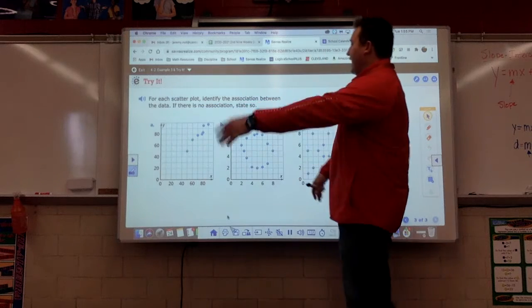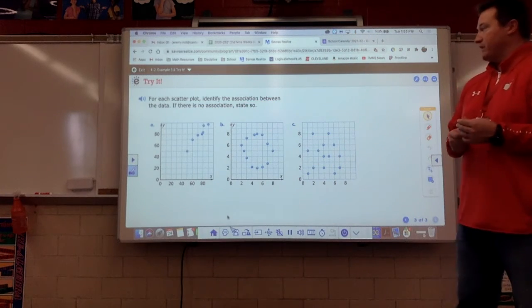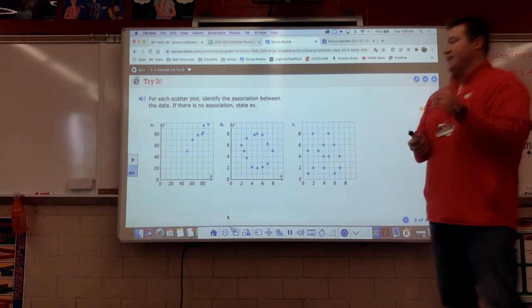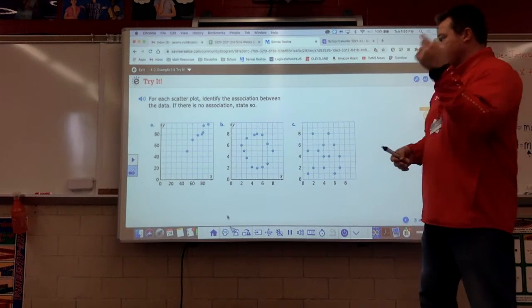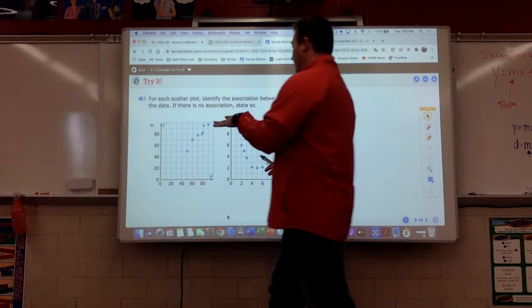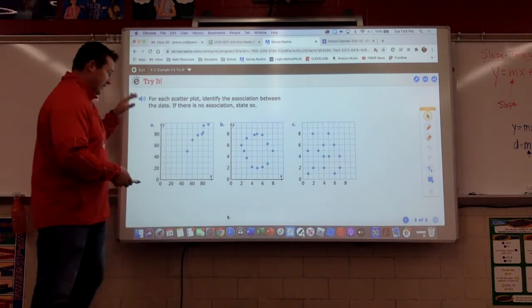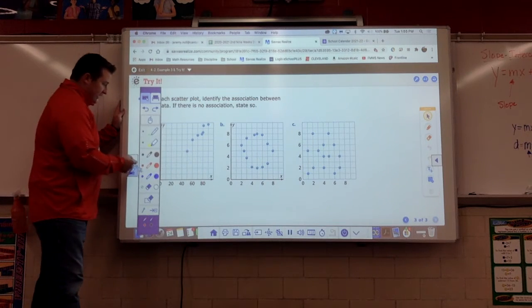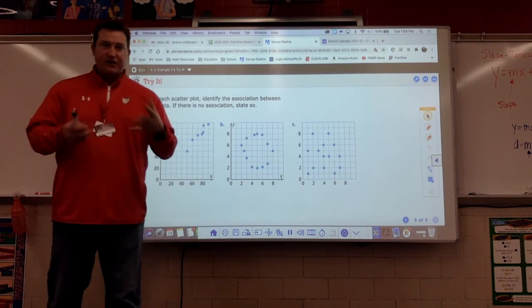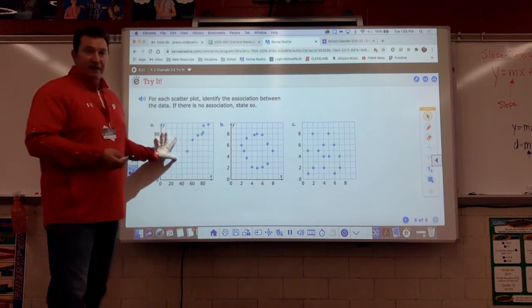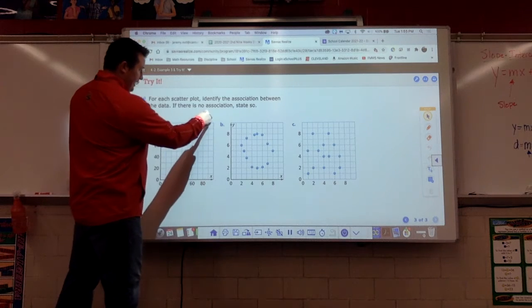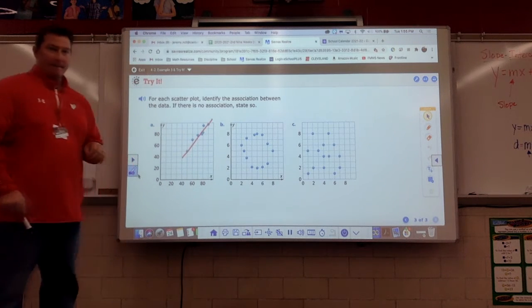So here are our 3 scatter plots. This is our turn. Identify the association between the data. If there is none, state so. So we are going to use all of our new words, okay? So the very first thing we're going to look at here, we're going to go on A. If you guys think you can draw a trend line, or if there's a trend to it, draw a trend line. I believe there is one here on A. So I think it looks something like that.